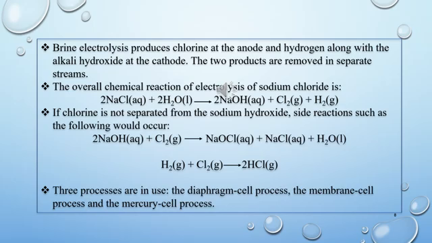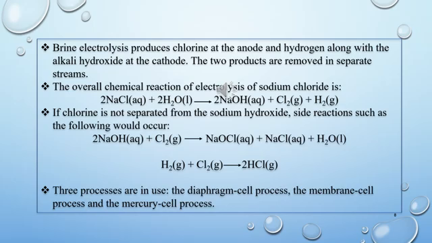And the next point is the overall chemical reaction of electrolysis of sodium chloride: NaCl will react with water. It means you are forming a solution, or brine solution. Then it will form sodium hydroxide, chlorine and hydrogen at different electrodes.